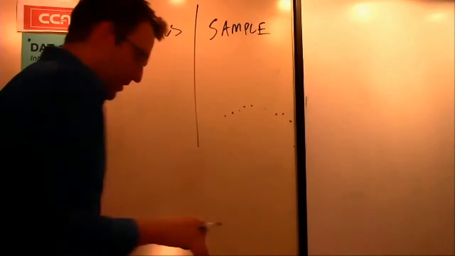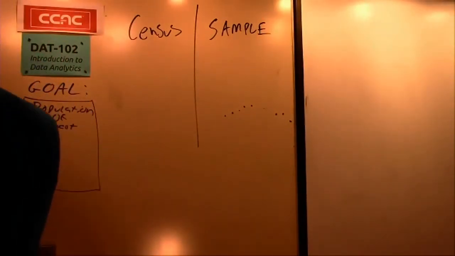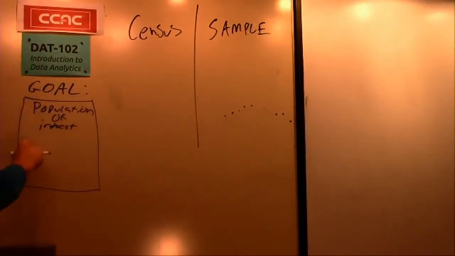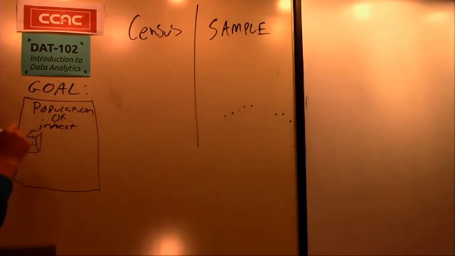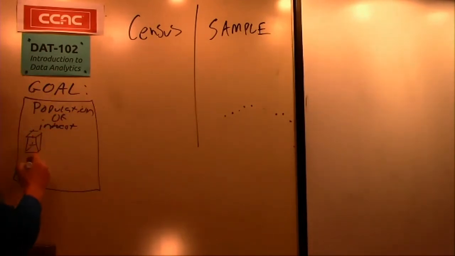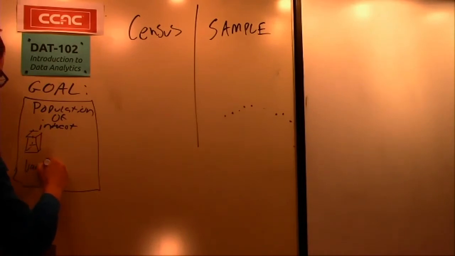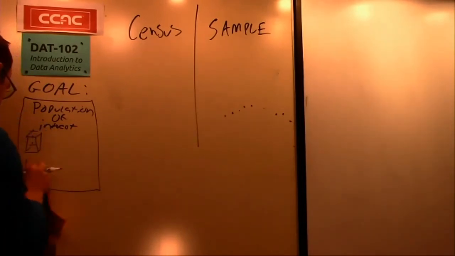So as data scientists, we are almost always attempting to figure out something about a population of interest. And we define four members of that population. For the sake of simplicity, we define a variable of interest that we would like to measure about the overall population.